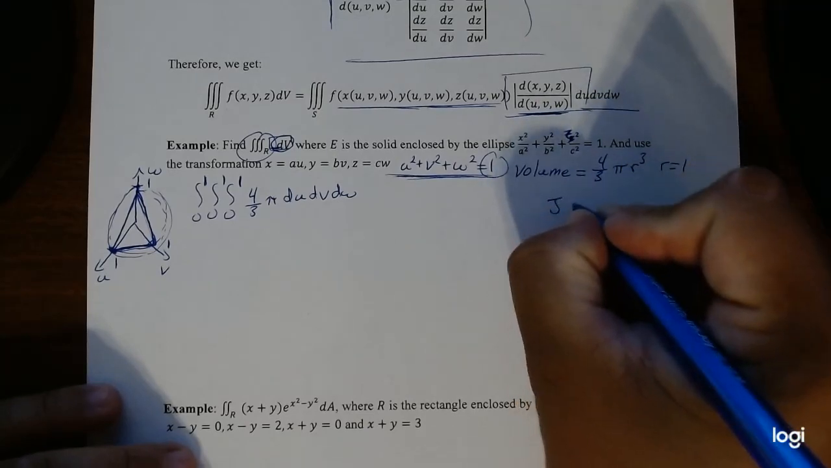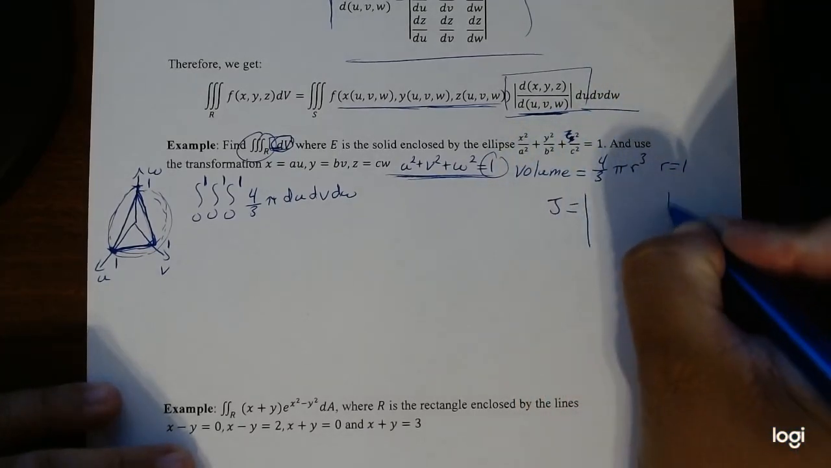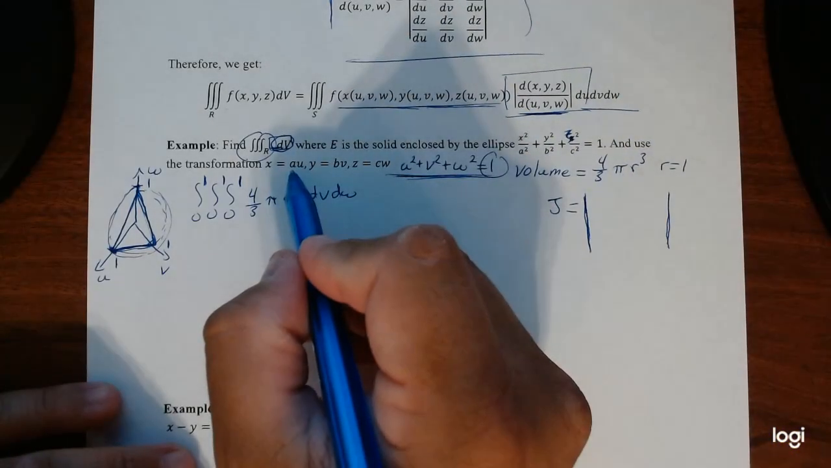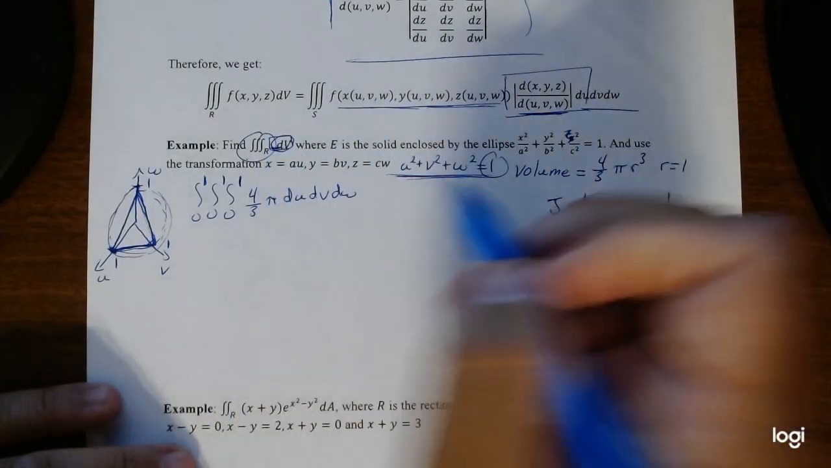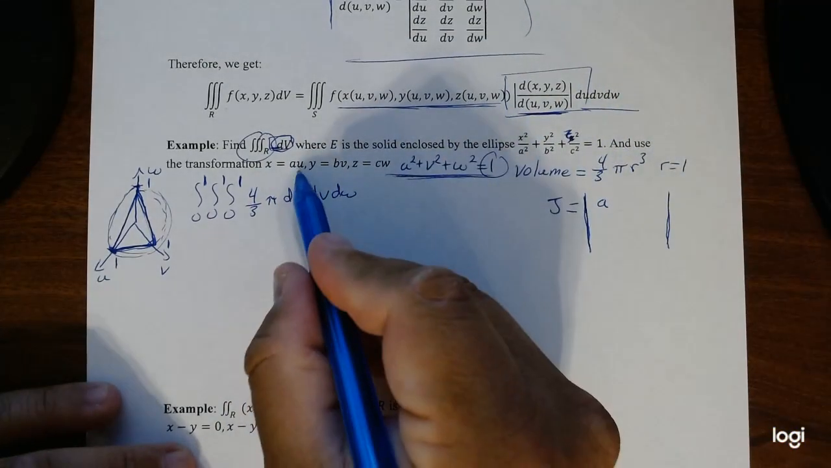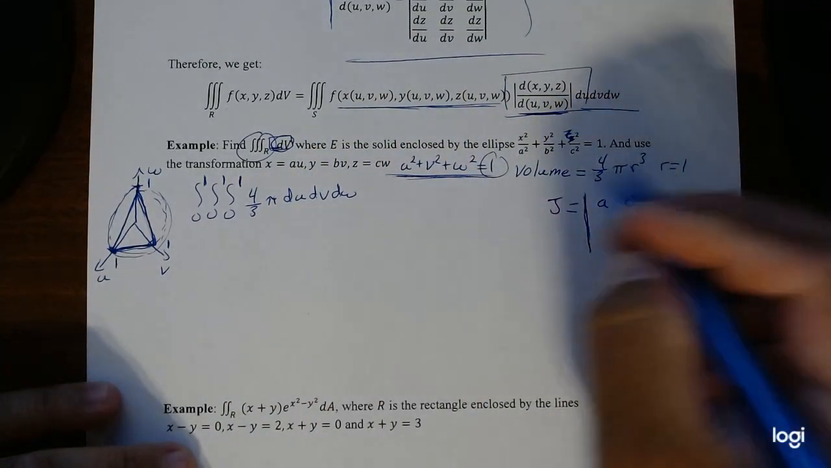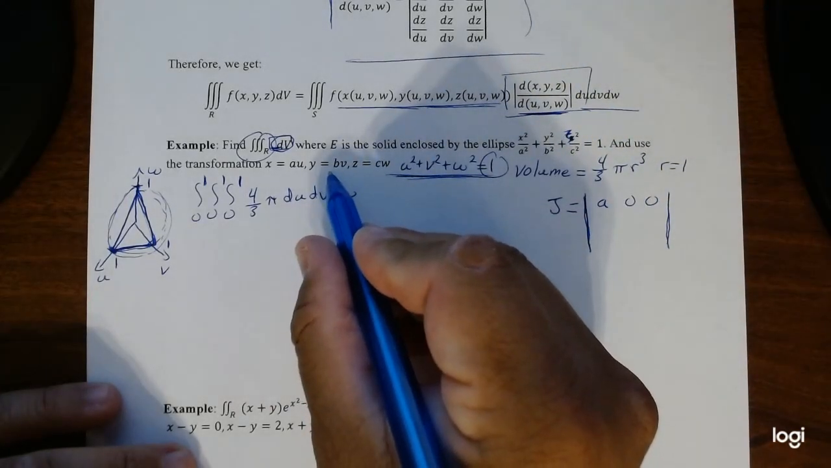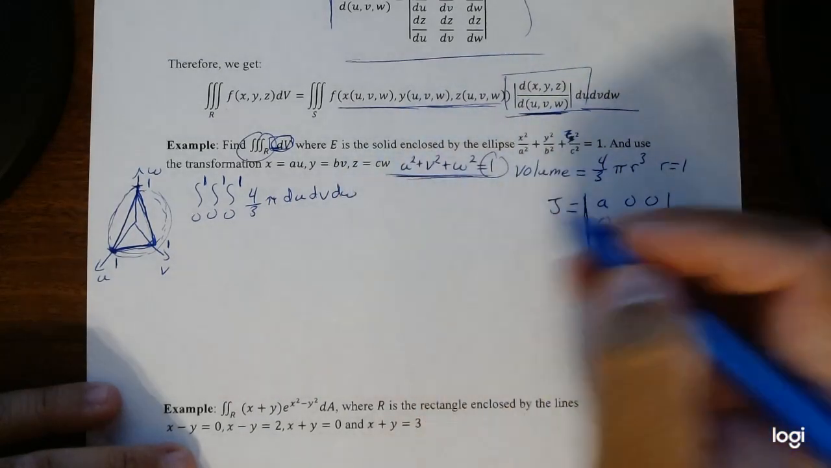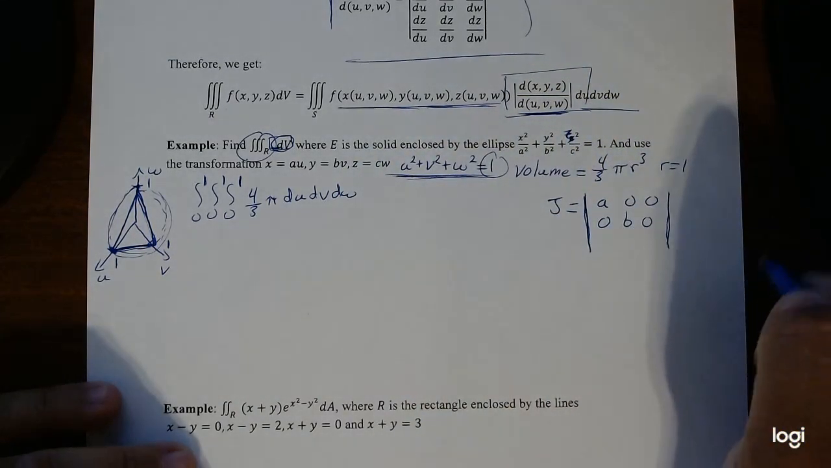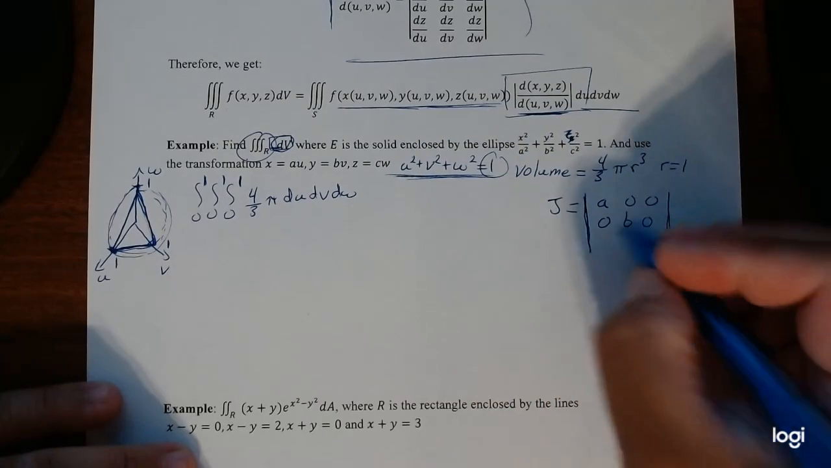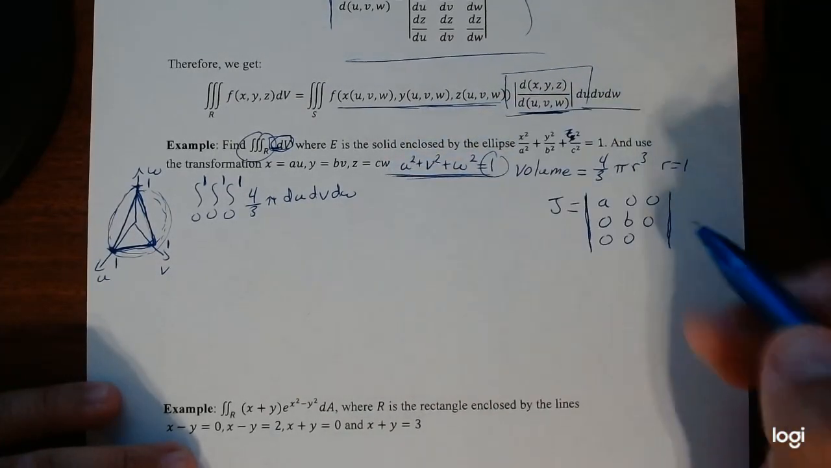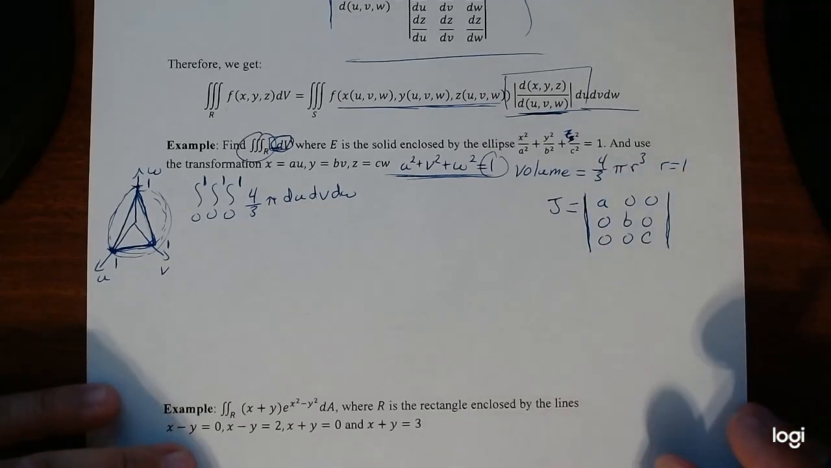So the Jacobian is going to be a 3x3. Taking the derivative with respect to u just gives me a. With respect to v is 0, and with respect to w is 0. Now to y, same process. With respect to u, v, w. We're just doing partial derivatives.